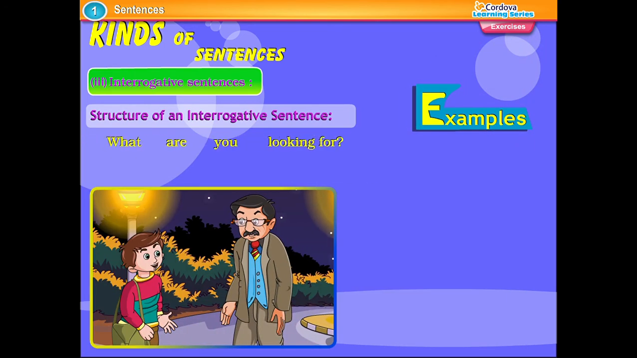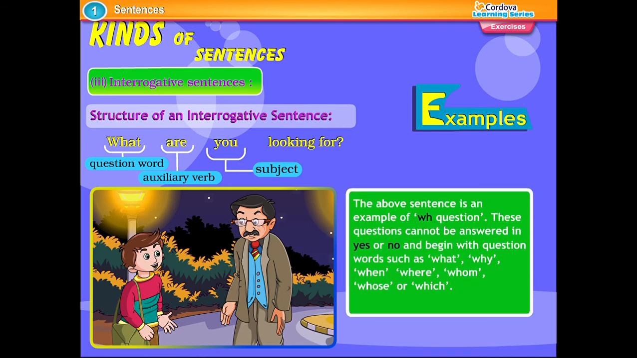Example: what, question word, are, auxiliary verb, you, subject, looking for, question mark. The above sentence is an example of WH question. These questions cannot be answered in yes or no and begin with question words such as what, why, when, where, whom, whose, or which.